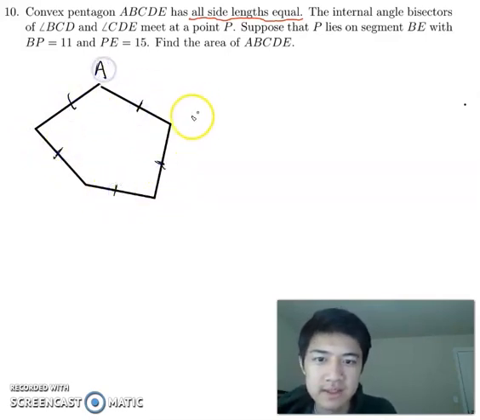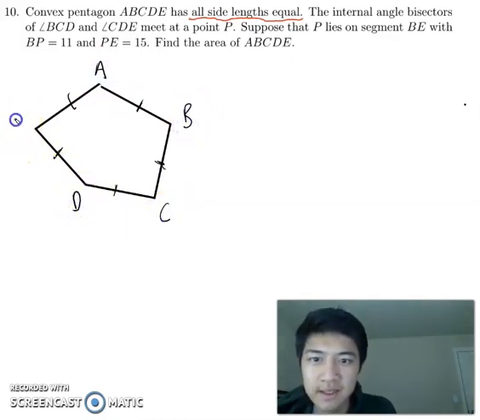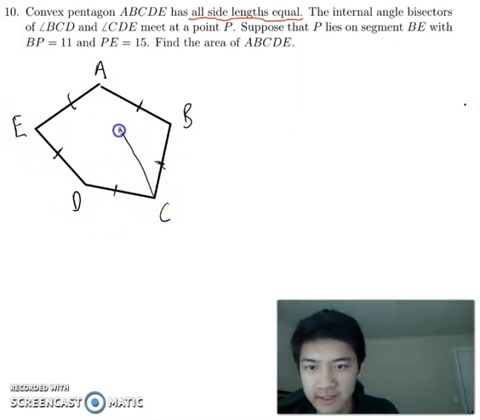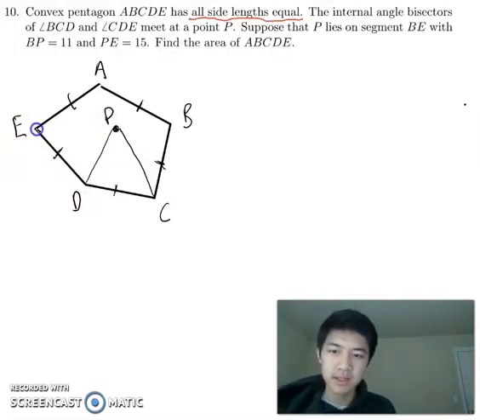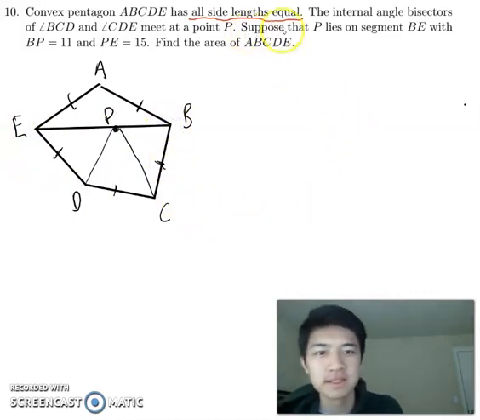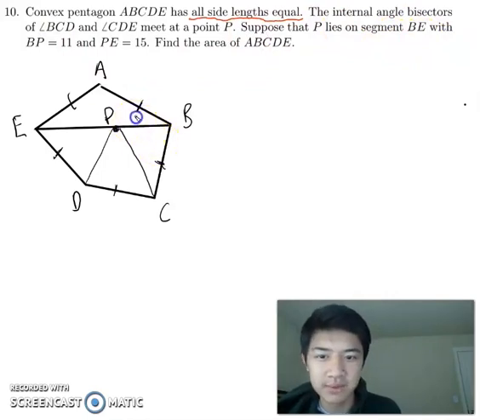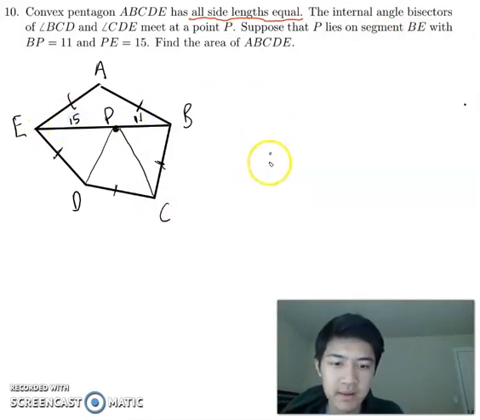So now it tells us that the internal angle bisectors of angle BCD and CDE, which are these two lines right here and right here, should meet at a point P on segment BE. It says suppose P lies on segment BE with BP equals 11 and PE equals 15. So now we need to find the area of ABCDE.